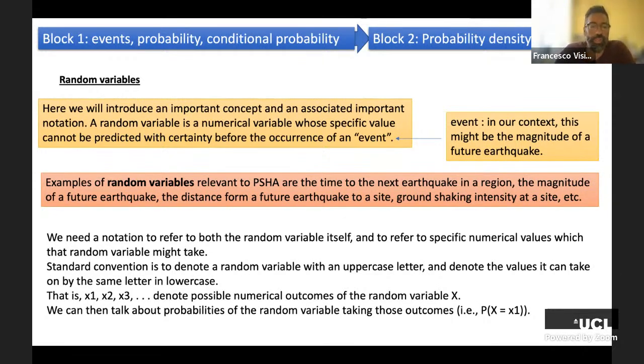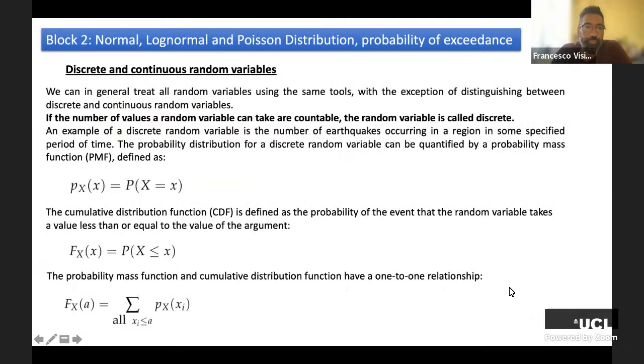The standard notation is to denote a random variable with an uppercase letter and denote the values it can take with the same letter in lowercase. So for example, x1, x2, x3 denote possible outcomes of the random variable capital X. And we can talk about the probability of the random variable taking those outcomes. We indicate with this notation the probability that the random variable X will take the value x1, for example.